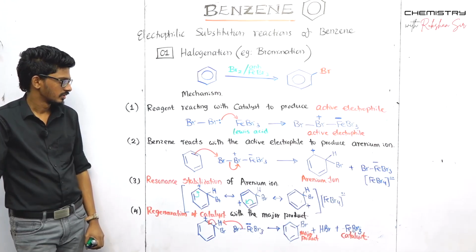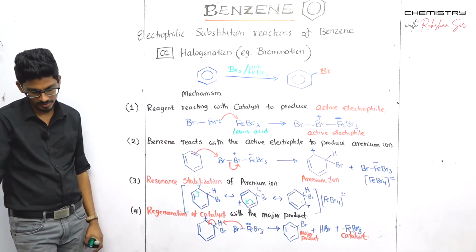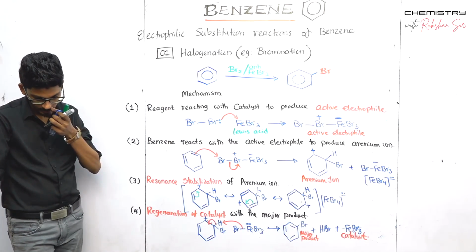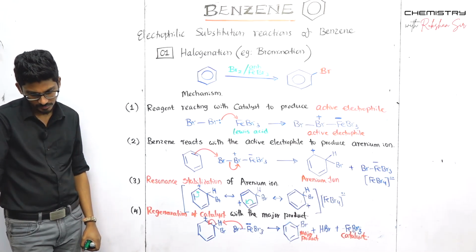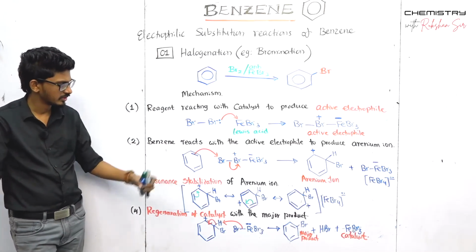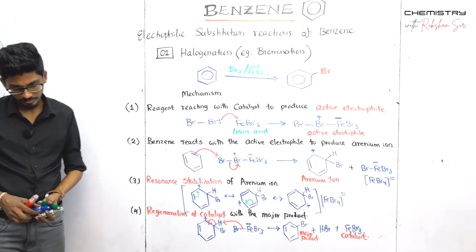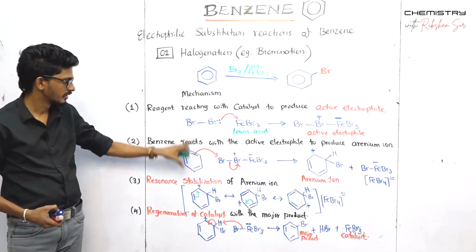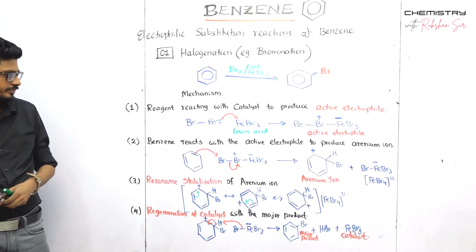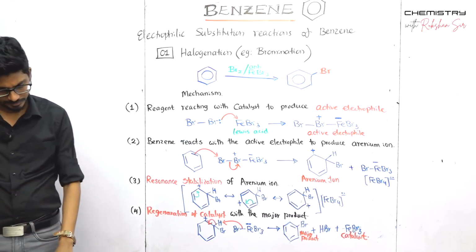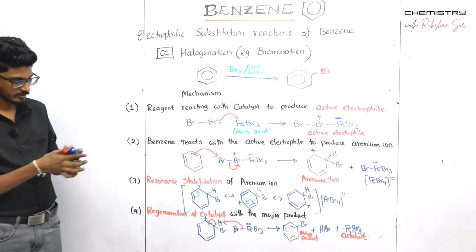Write this down. There is some space with page number 31. Just try to complete the mechanism as well. Write the reaction and then the four steps of the mechanism. This is halogenation.